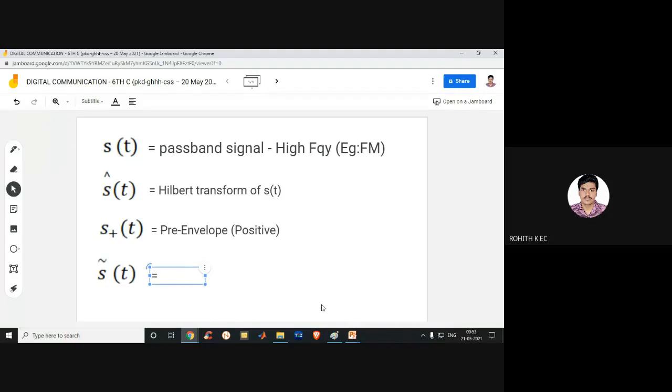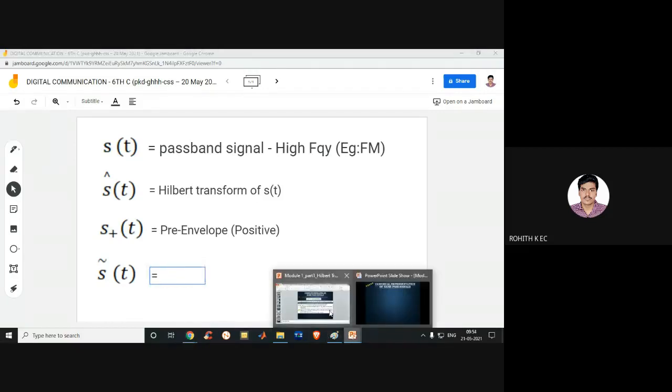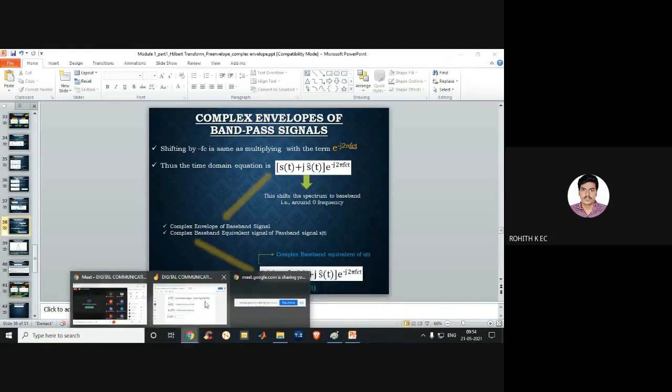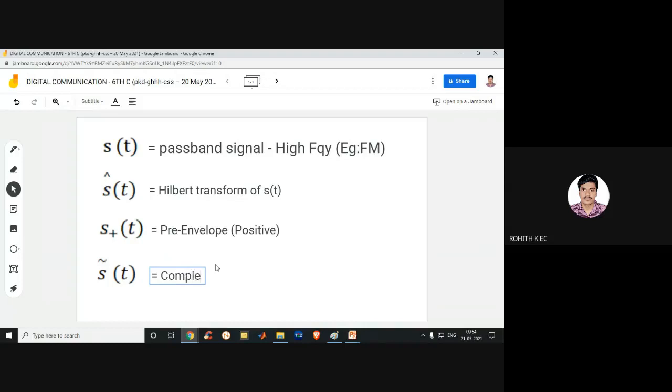What is S tilde of t? I'm asking questions like school kids. S tilde of t. What is S tilde of t? It is the complex envelope of your passband signal, that is S of t. So you should have a clear understanding of these equations before we dwell deep into the canonical representation of bandpass signals.